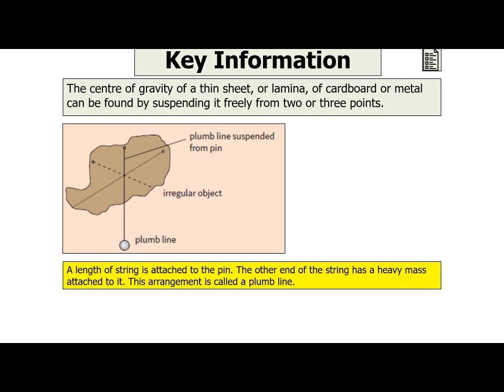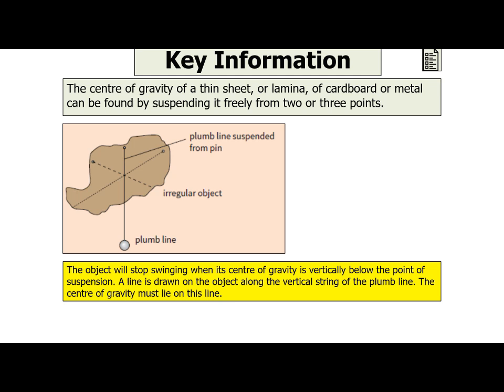A length of string is attached to this pin, and the other end of the string has a heavy mass attached to it. This arrangement is called a plumb line. Now the object will stop swinging when its centre of gravity is vertically below the point of suspension. A line is drawn on the object along the vertical string of the plumb line, and the centre of gravity must lie on this line.